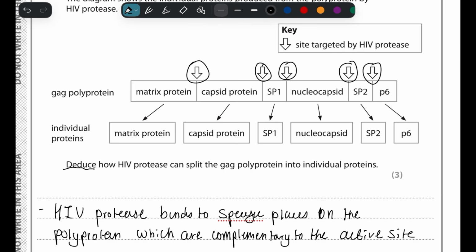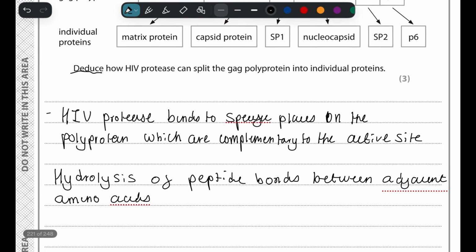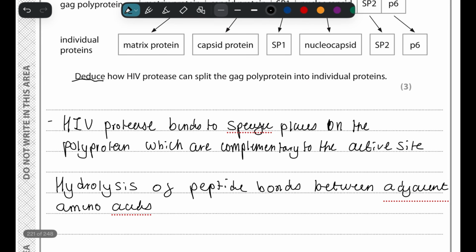Then that's only going to be one of the marks. I need to think, how am I going to get over to the rest? Well, I'm going to elaborate on what happens once the parts on the polyprotein are recognized. So I'm going to say hydrolysis of peptide bonds between adjacent amino acids. That should get me my other 2 marks.